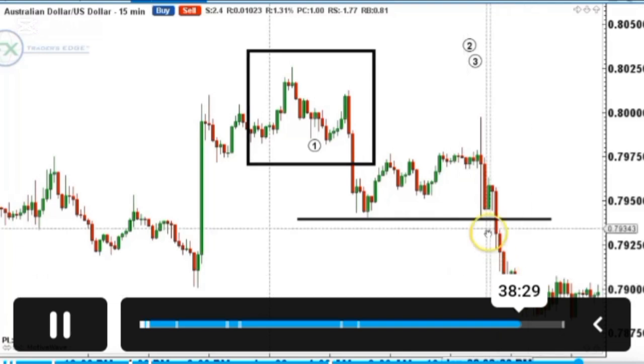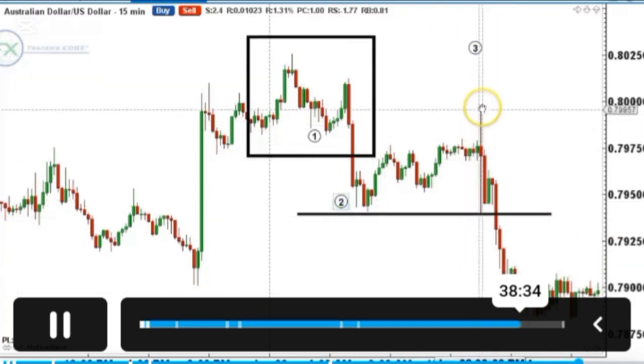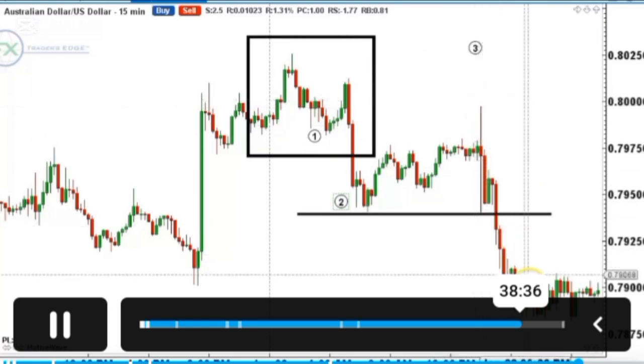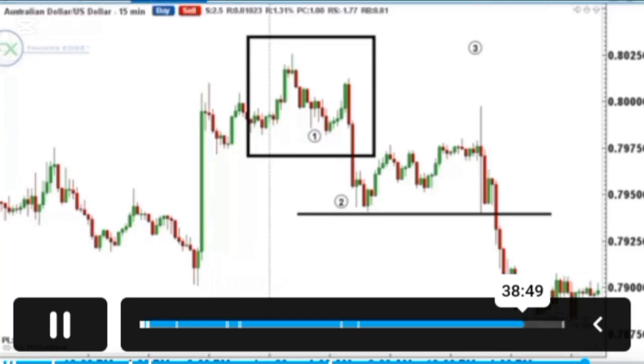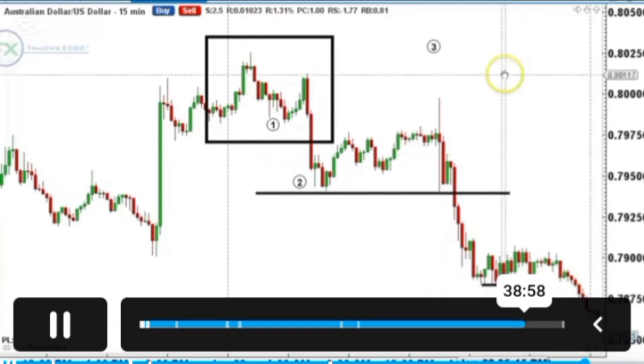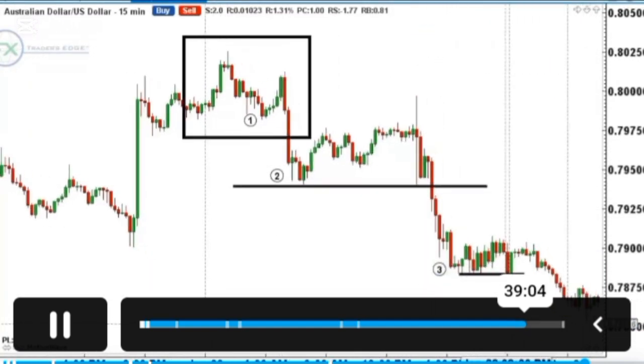Okay, here's another one. So that's our second entry. Here's another one. This becomes the new 0.1, 0.2, 0.3. Let's put our horizontal line there and see what happens. Okay, so we're triggered there. That's our third trade. Let's keep going.